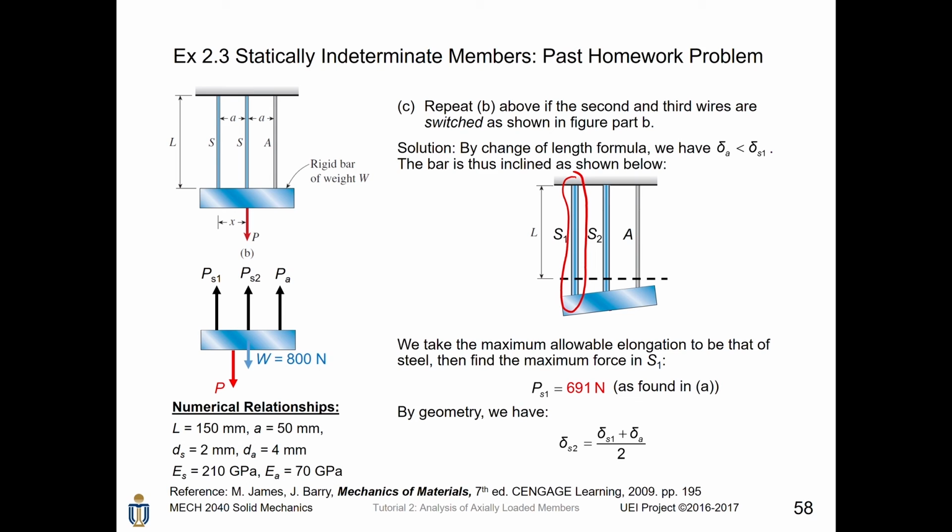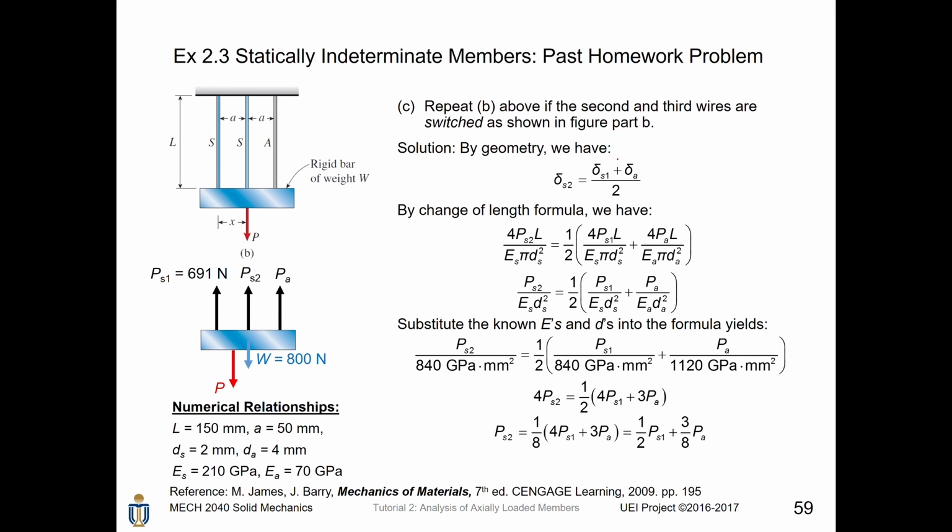By geometry, we can write this form, that is, the change of length of S2 is the average of that of S1 and A. Rather similarly, we apply the change of length compatibility and put our change of length formula into this compatibility equation. We simplify this equation and substitute the values into it. We do a lot of calculation and simplifications to get the expression of PS2 in terms of PS1 and PA, while PS1 is a known quantity because it is said to be 691 newtons.